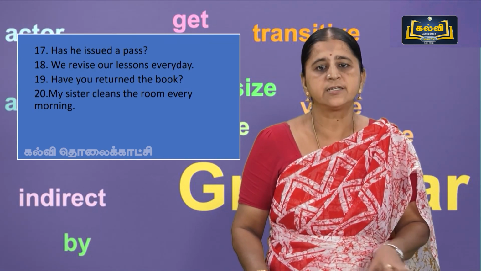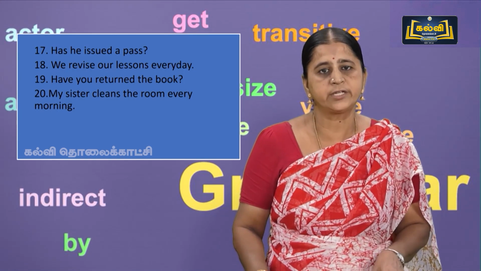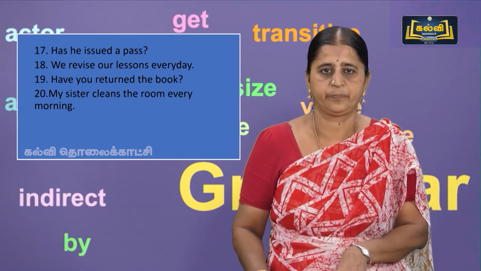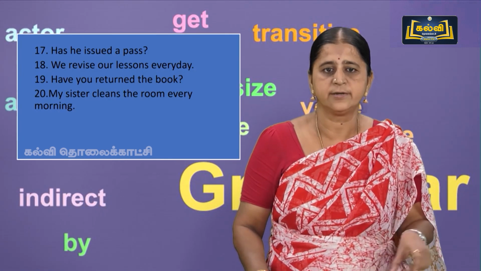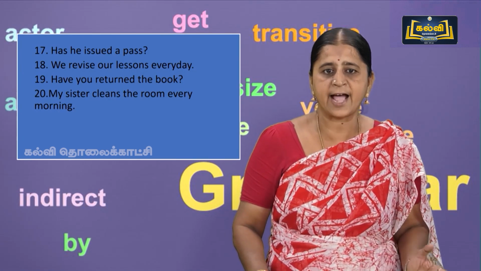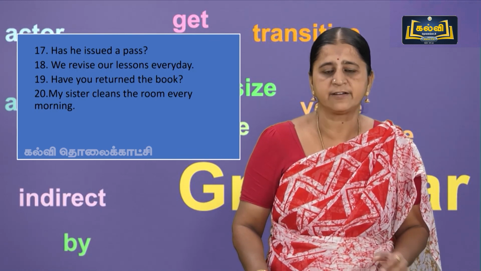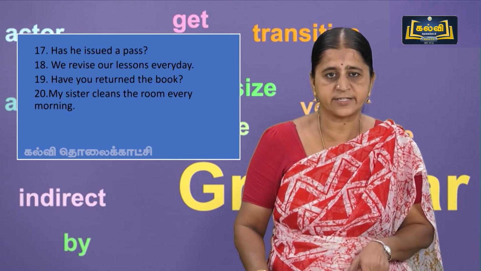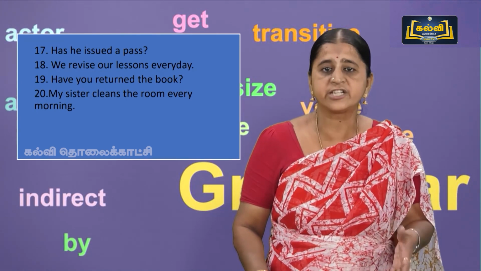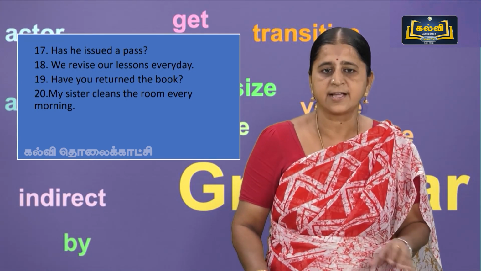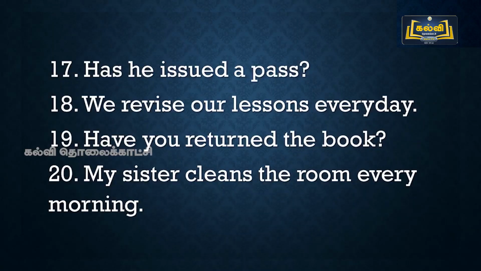Now sentence number 19. Have you returned the book? Have you returned what? The book. Remember, this is a question, so I cannot start with the book. So the book is singular. Have returned, present perfect. When I say the book, it is singular, so I should use has. Has the book been returned? My answer is, has the book been returned?